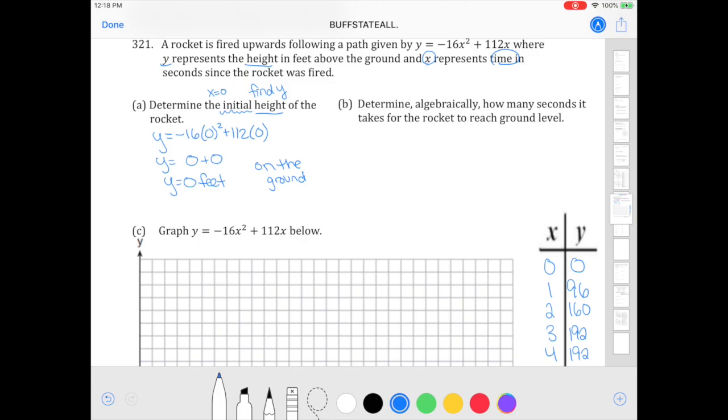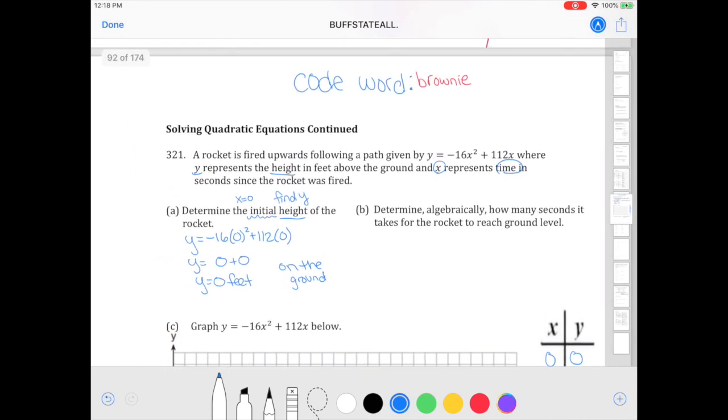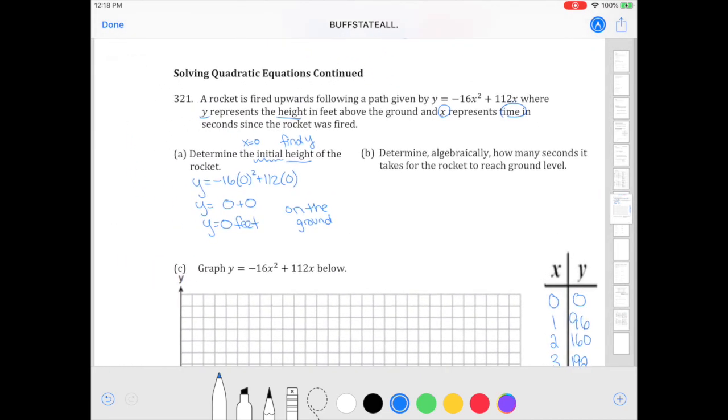Next one's a little bit tougher. Determine algebraically how many seconds it takes for the rocket to reach ground level. So now it's asking me how many seconds. It's saying to find x, because remember, I go back up here, it tells me x is time in seconds. So how many seconds means I need to find x. And I have to figure out how many seconds it takes for the rocket to reach ground level. Ground level is a certain height. Height is my y value. It's telling me that y is on the ground, or in other words, where y is 0.